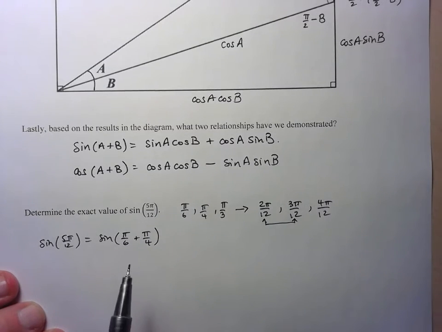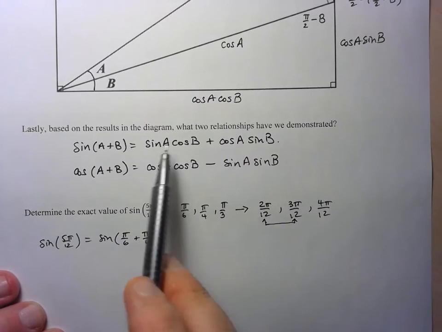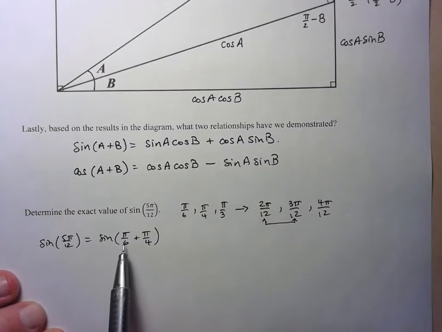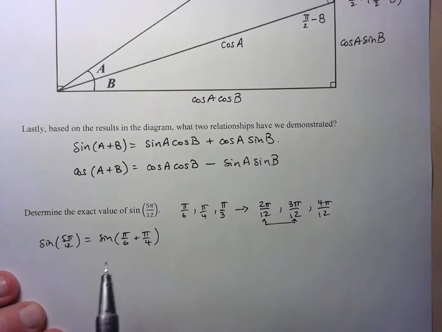But now look at what we can do. We can now rewrite this using our new formula in terms of sines and cosines of the individual angles, both of which are special angles. So this is where you might want to stop the video and figure this out on your own and see how far you can get. Okay, so I'll be back in a sec.